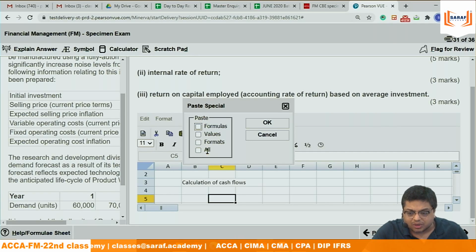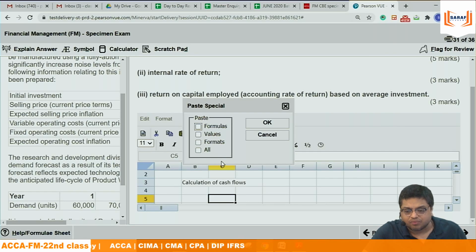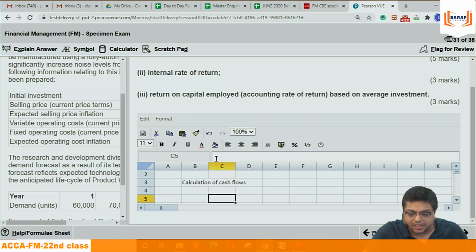What you have taken from the question will come in exactly the same format with paste special. So you need to select paste special in the edit function to copy-paste. That will be happening in the exam. Believe me, I am 100% sure.